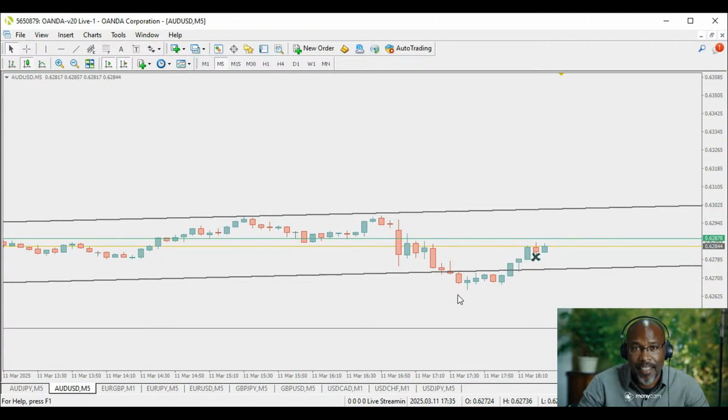What about the Aussie dollar Japanese yen? 30-minute and 20-minute price flow is bearish. 16-minute price flow is bullish. 2-hour price flow is bullish. 60-minute price flow is bearish.